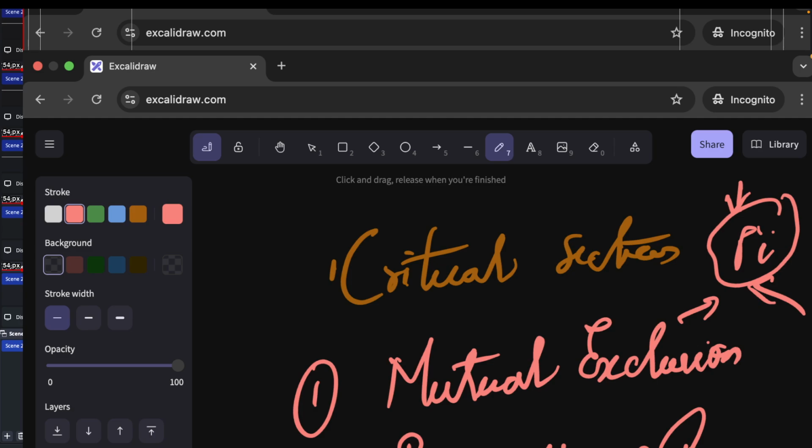Unfortunately, there is an issue with this solution. Okay, so this is the critical section problem.